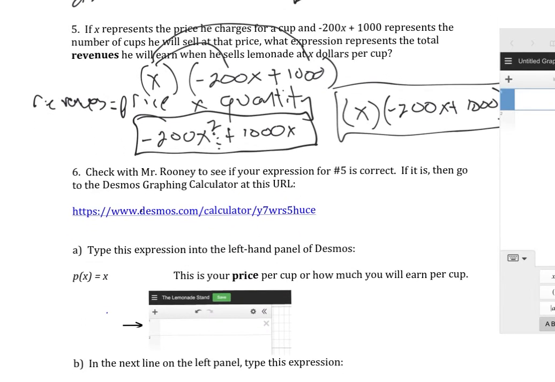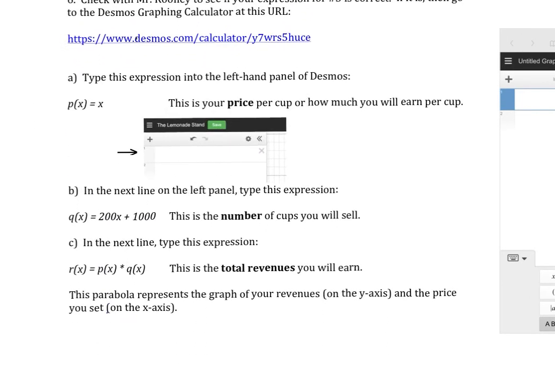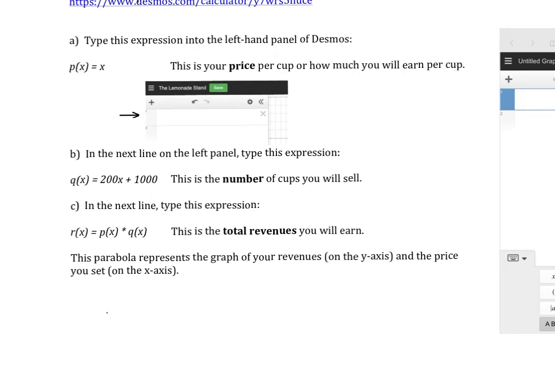Okay, so now we want to go into Desmos, and we want to start to take a look at how some of this looks inside Desmos. So first of all, little mistake here. This should be negative 200X, as we've been using all along.